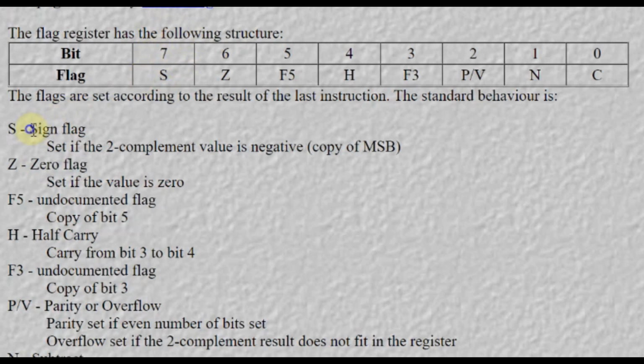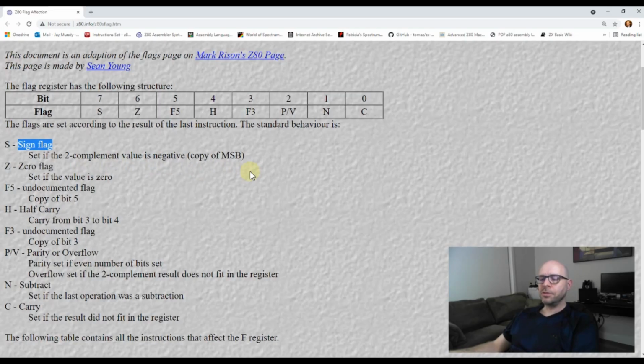And this is known as the sign flag or the sign bit. This one gets set if the 2's complement value is negative, a copy of the most significant bit. This might sound confusing, but it's not, because basically, if you're using signed numbers, normally the decimal value of a byte ranges from 0 to 255, which would represent all of the bits turned on in a byte.